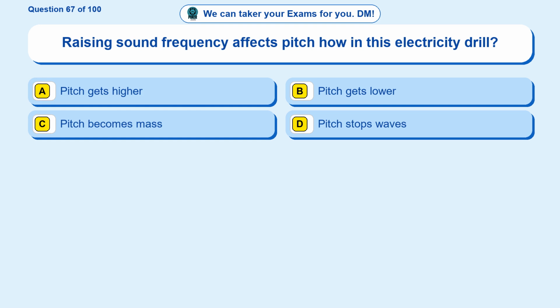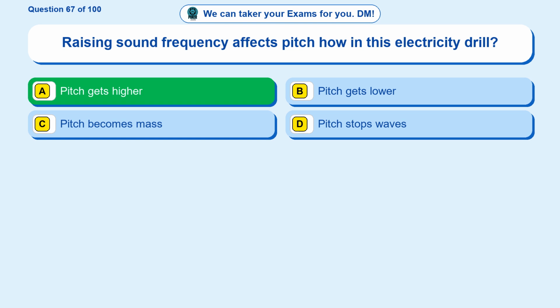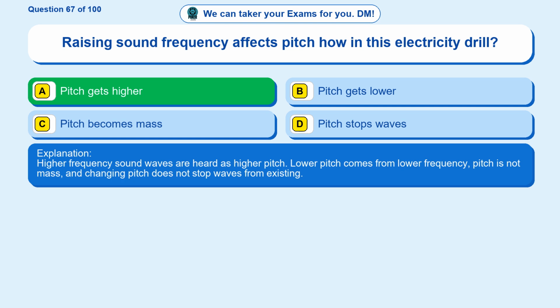Question 67. Raising sound frequency affects pitch how in this electricity drill? Option A, pitch gets higher. Option B, pitch gets lower. Option C, pitch becomes mass. Option D, pitch stops waves. The correct answer is option A. Pitch gets higher. Higher frequency sound waves are heard as higher pitch. Lower pitch comes from lower frequency, pitch is not mass, and changing pitch does not stop waves from existing.